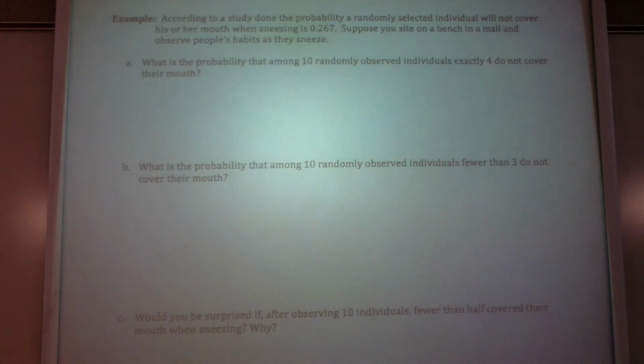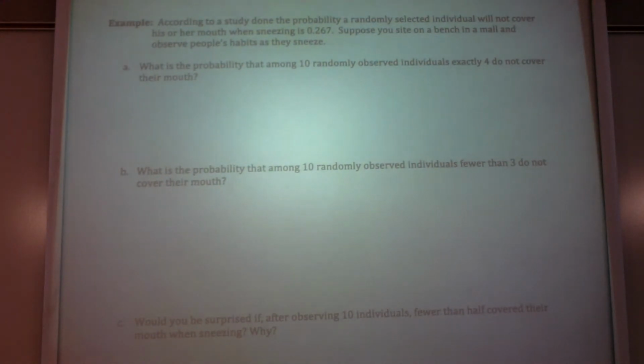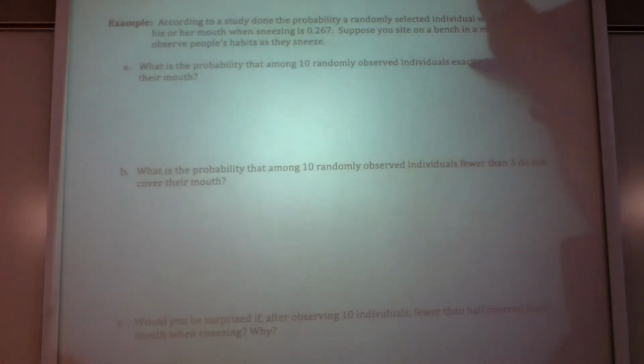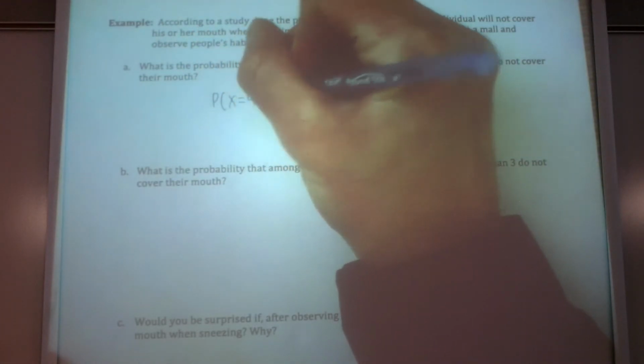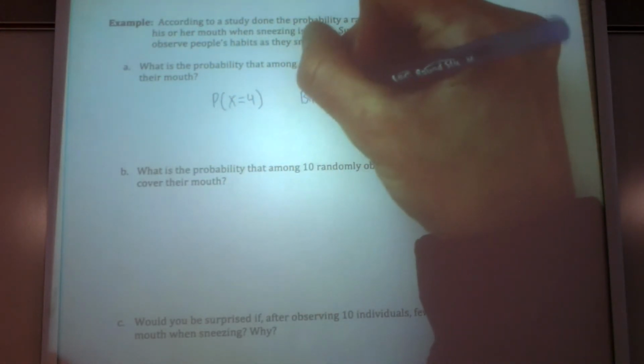What is the probability that among 10 randomly observed individuals, exactly 4 do not cover? Is that a PDF or a CDF? That's going to be exactly 4, PDF. So the probability that x equals 4, we're going to call that a binomial PDF.